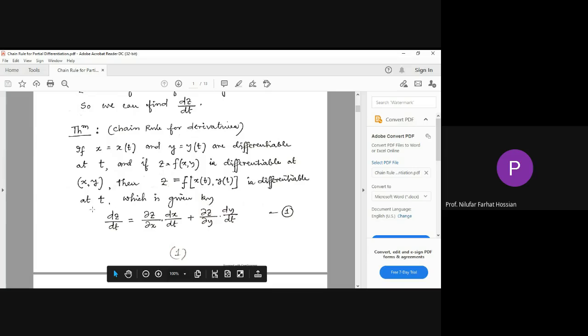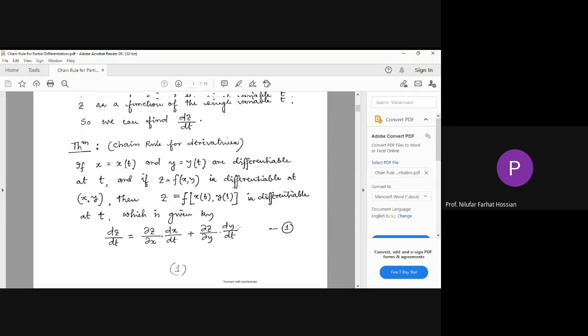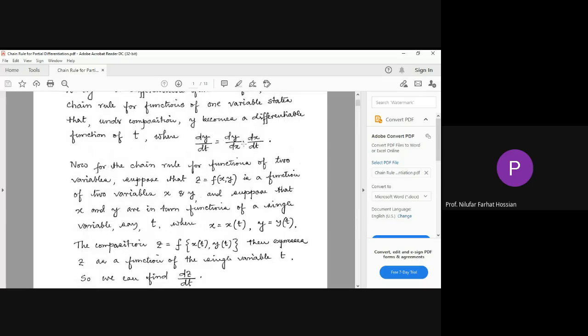You see, this total derivative dz by dt will be equal to del z by del x into dx by dt plus, here there are two variables, not only one, so it will be del z by del y into dy by dt. So you just consider an extension of this chain rule.